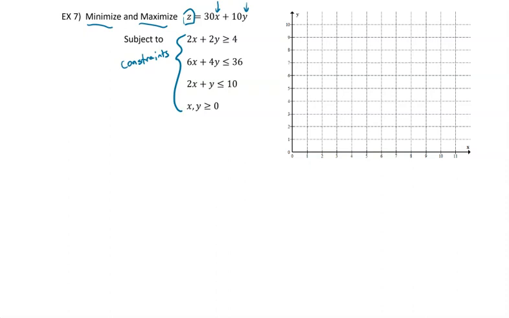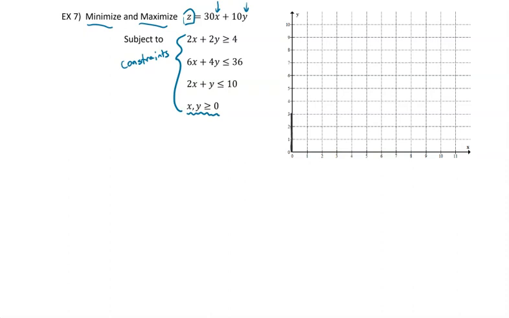So if we wanted to make z as big as possible and we didn't have these constraints, we could just say x is infinity and y is infinity. We could make them ridiculously huge and they could always get bigger and z could always get bigger. These constraints limit that because x and y can't be just anything. X and y have to actually fall within all of these constraints.